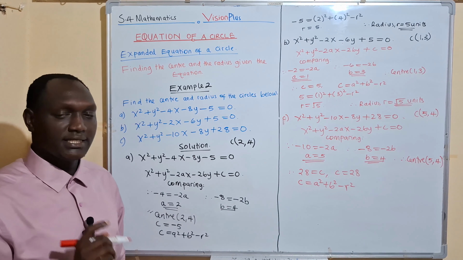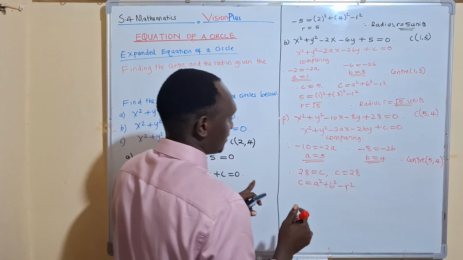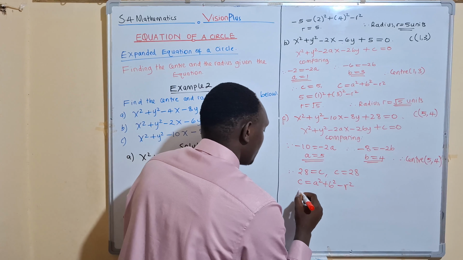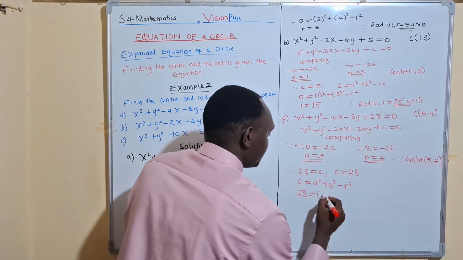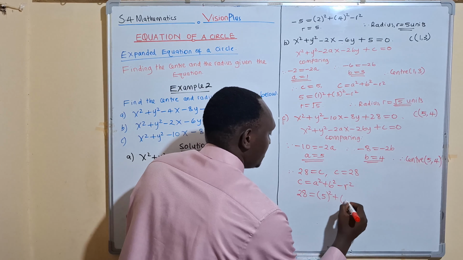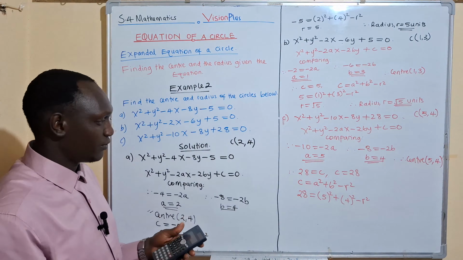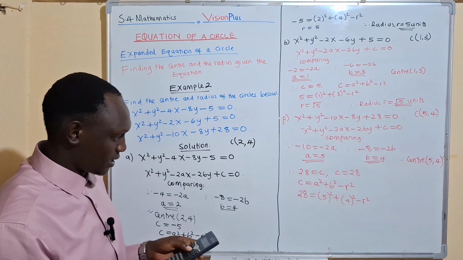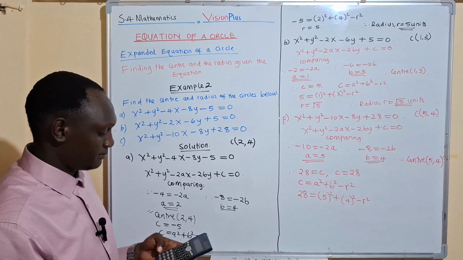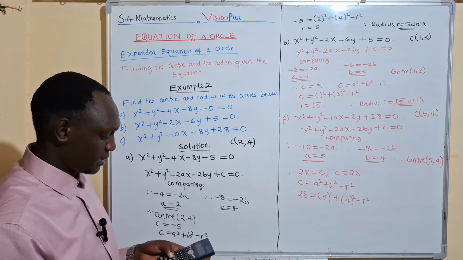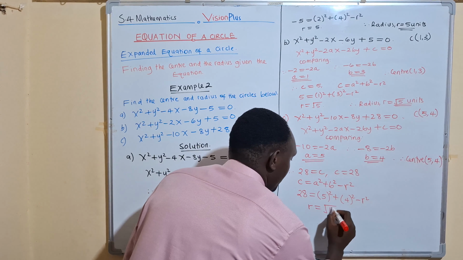The formula says c equals a squared plus b squared minus r squared. I'm not saying here that it is c squared. Some of you like to do that, but do not. So from here, we substitute for c, which is 28, equals a, which is 5, the coordinates of the center, squared, plus b, which is 4, squared, then minus r squared. Then simply, you make r the subject and find the square root. So 5 squared plus 4 squared, minus 28, take the square root. So I'm finding r as square root of 13 units.